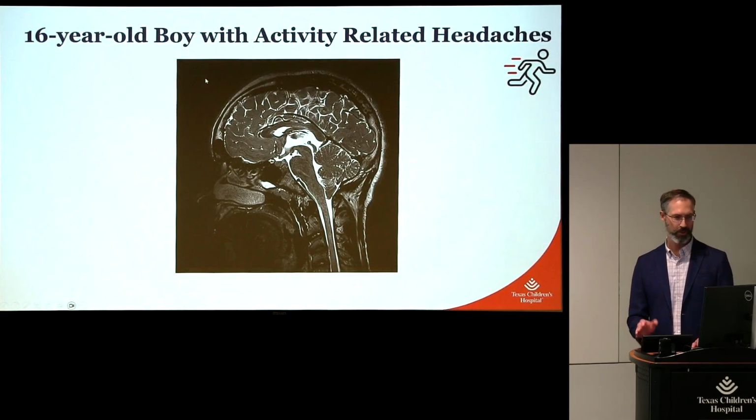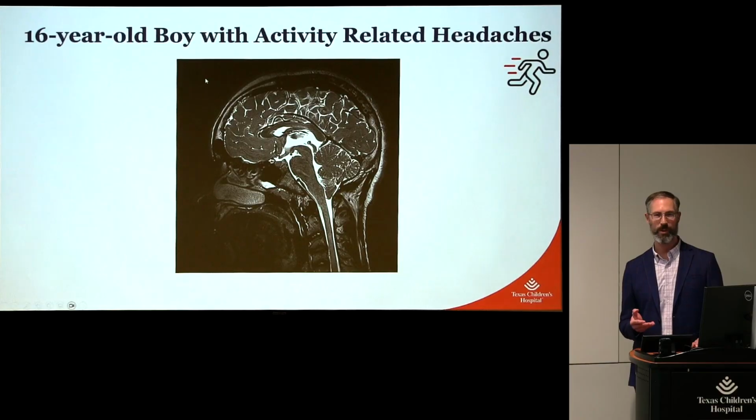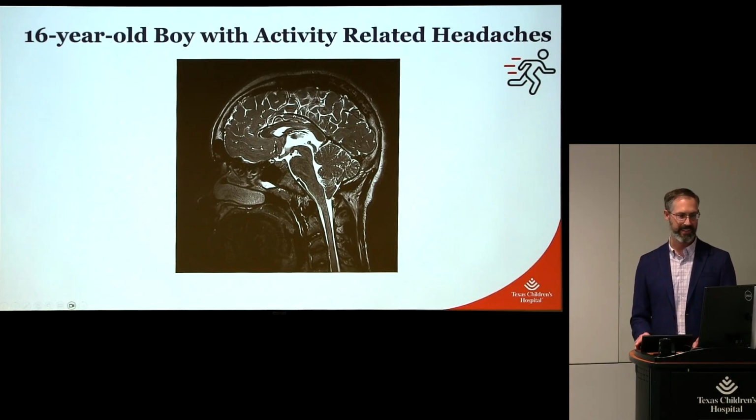This is a 16-year-old boy. He has activity-related headaches. So every time he goes out and plays soccer, he has headaches in the back of his head. And you can see here that he has Chiari malformation. So this is the cerebellum that's pointed. It's compressing. It's blocking the flow of spinal fluid through the brain to come around the brain to get reabsorbed. And so when he has headaches, the fluid tries to get out. It can't get out. The pressure goes up in his head, and he gets a headache in the back of his head.